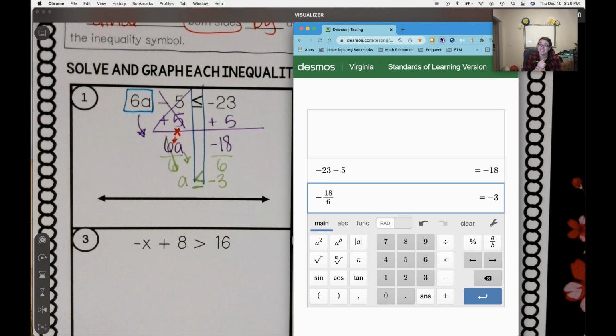My rice is done. Thanks, Instant Pot. Oh, there we go.